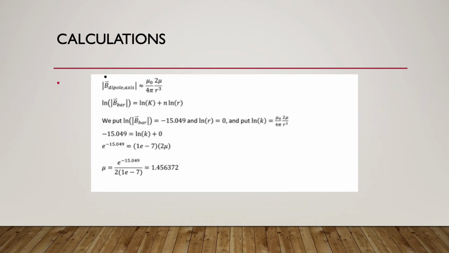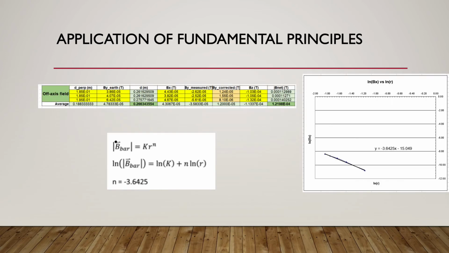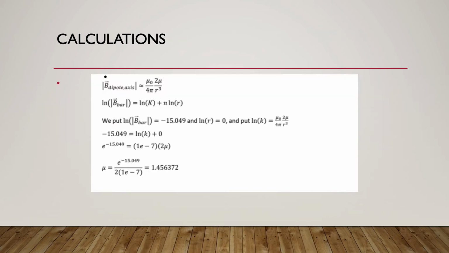These are the calculations that we have. We just figured out that n was negative 3.6425. So we put in the corresponding values, and we find mu, which is going to be 1.456372.